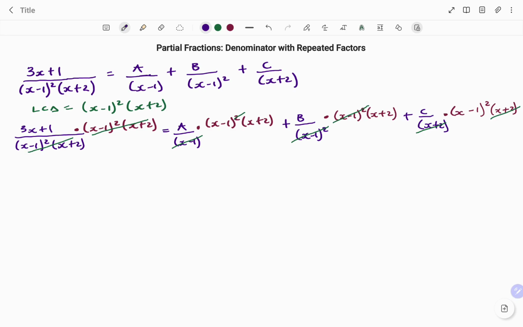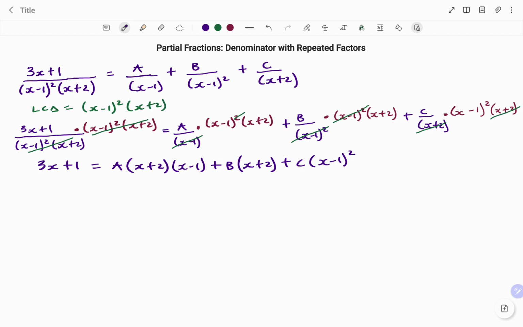So rewriting our equation, on our left-hand side, we are left with 3x plus 1 equals a multiplying x plus 2 plus b multiplying, for a, we still have our x minus 1. I'm going to add that, x minus 1, x plus 2. Then for b, we have x plus 2 left. And for c, we have x minus 1 all squared.